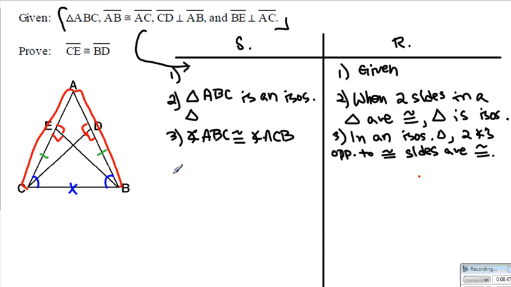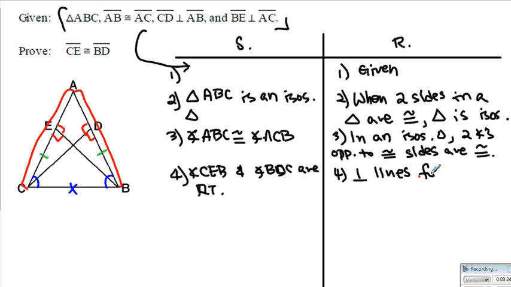Then number four, we can say about these two parts, the right angles, angle CEB and angle BDC are right angles. Now, the reasoning for number four is perpendicular lines form right angles.